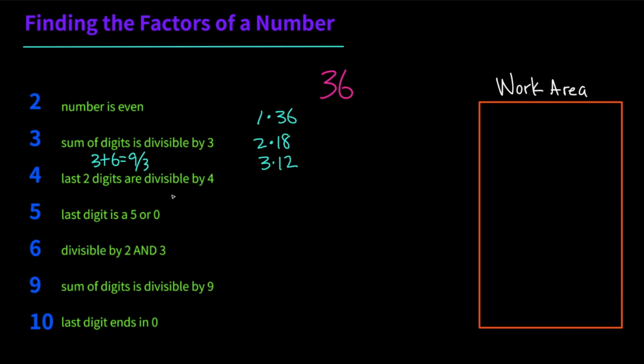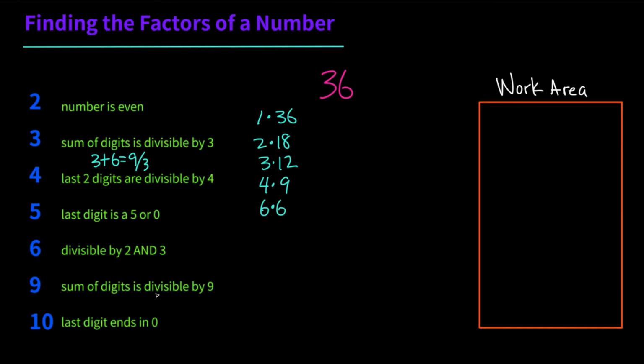We'll check for 4 if the last two digits are divisible by 4. At this point, we should be able to recognize 36 as a multiple of 4. We should know that 4 times 9 is 36. 4 and 9 is another set of factors. We'll check for 5. 36 is not divisible by 5 because it ends in a 6. It is divisible by 6 because it is divisible by 2 and 3. 36 divided by 6 is 6. That means we have our factor pair, 6 times 6.